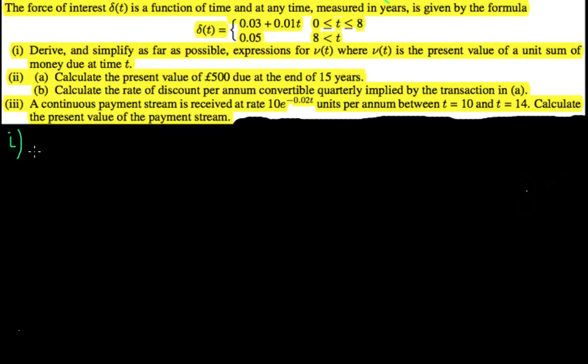Okay, so let's look at part I. All it wants us to do is really find V of t, which we've really been doing in all of the other questions, so it shouldn't be too difficult. Now, in order to find V of t, we need to find e to the negative integral of delta t.